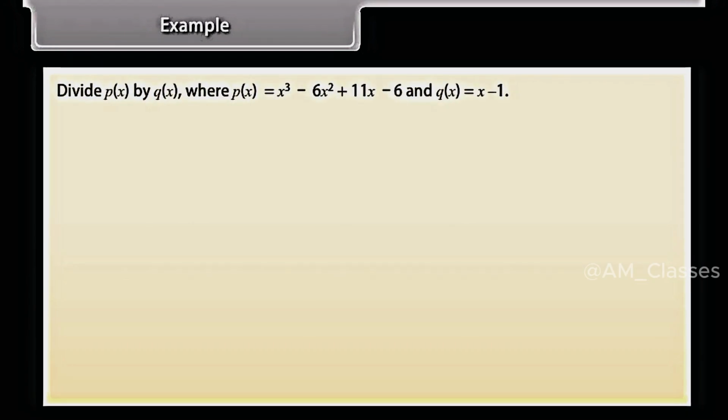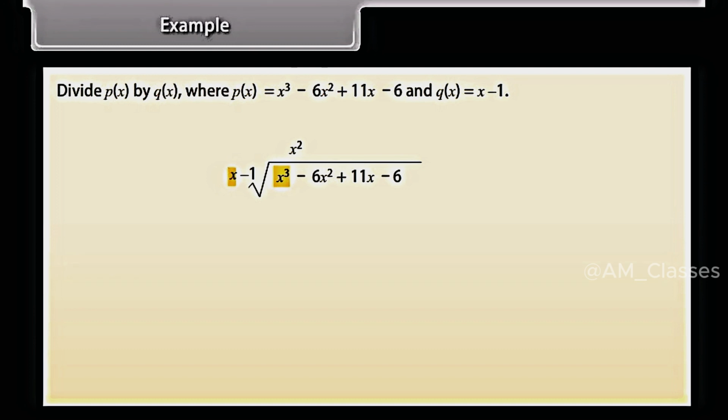Example. Divide p(x) by q(x), where p(x) is equal to x cubed minus 6x square plus 11x minus 6 and q(x) is equal to x minus 1. We can write it this way also. The next step is to divide the first term of the polynomial. The first term should be the one with the highest power by the x part of the factor. In this case, you divide x cubed by x to get x square, which you then write at the top of the division bar.